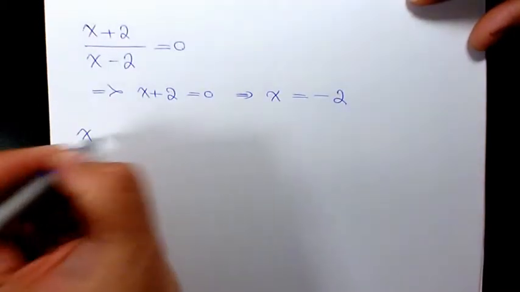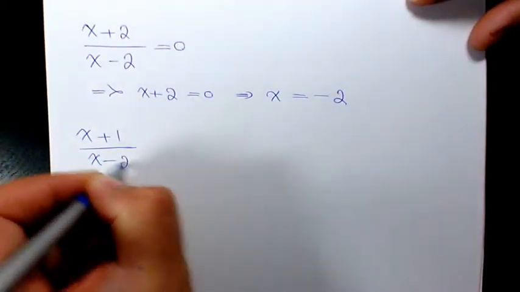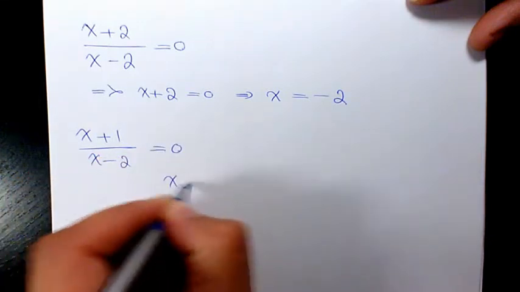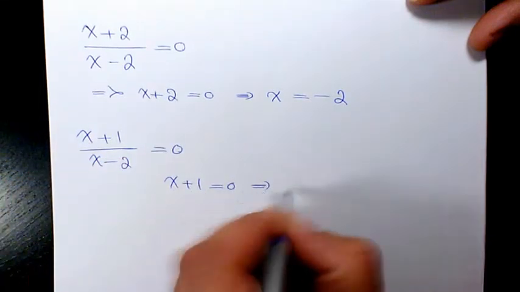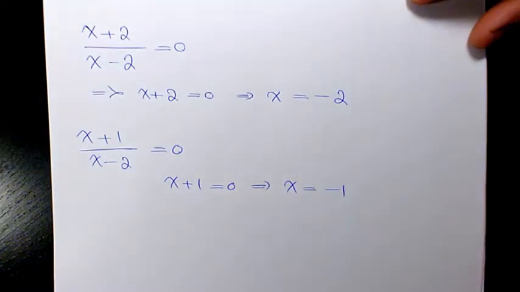Next one, when we have x plus 1 over x minus 2 equals 0, again you're going to say x plus 1 has to be 0, therefore the answer is going to be x equals negative 1.